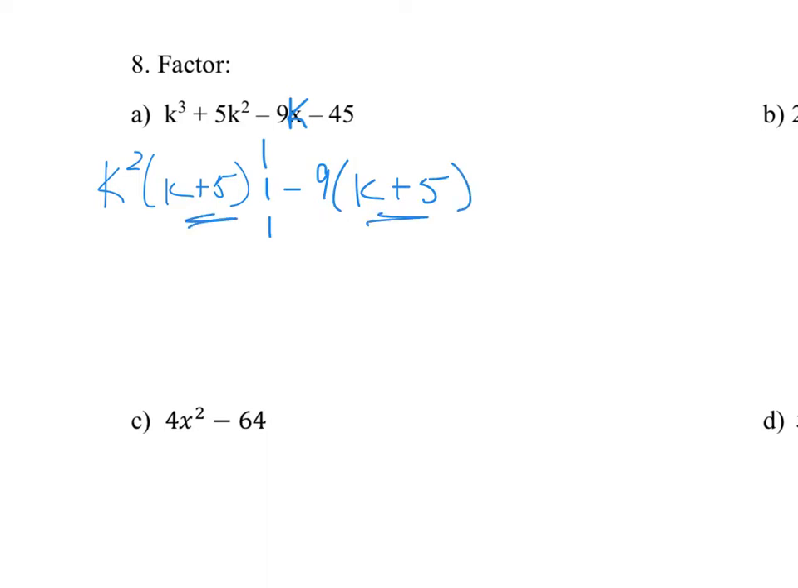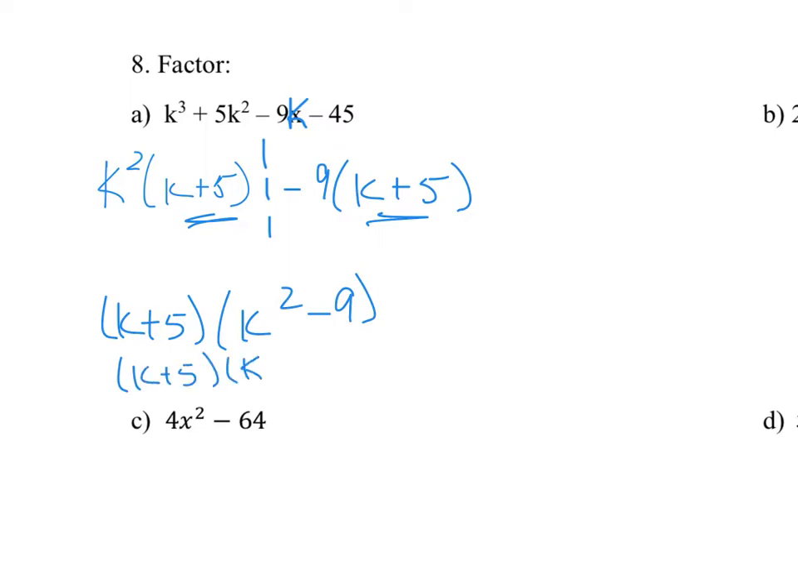These are my binomial GCFs. I'll get k plus 5, and whatever's left over goes in its own set of parentheses. Now always remember to factor completely. The second piece is difference of squares, so my final answer is going to be k plus 5 times k plus 3 and times k minus 3.